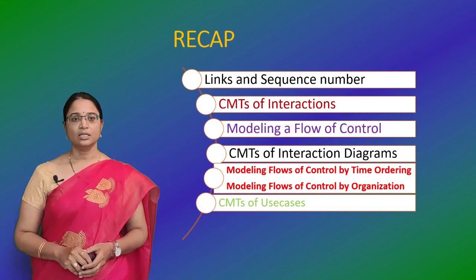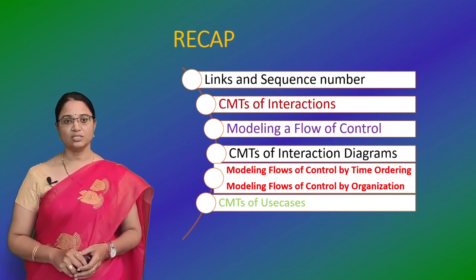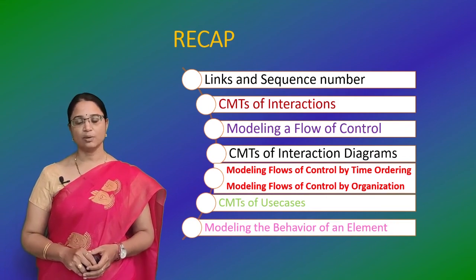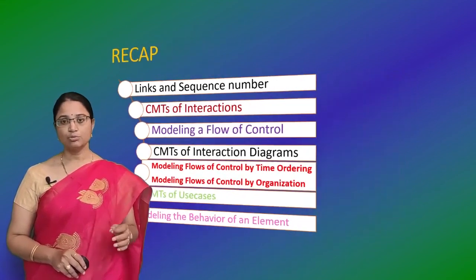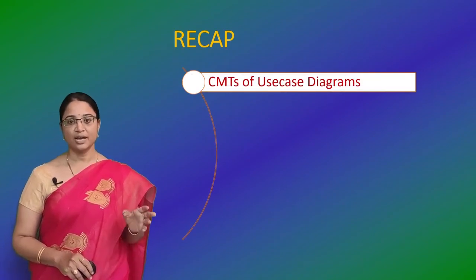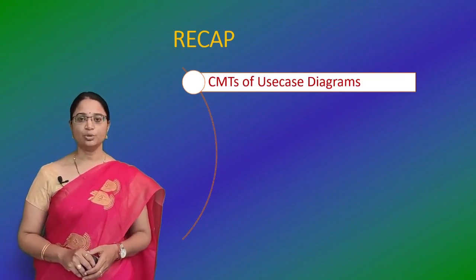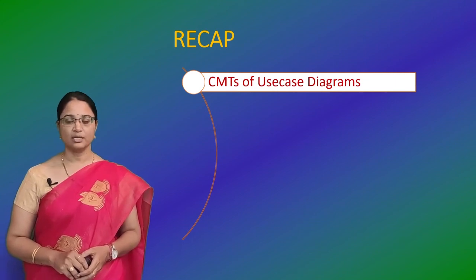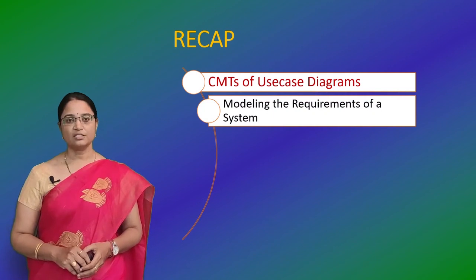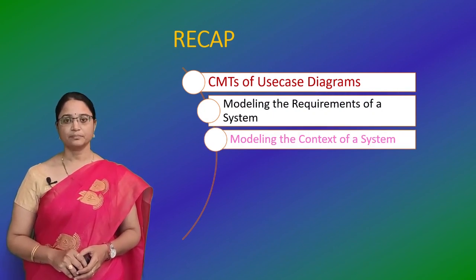And next, coming to the common modeling techniques of the use cases, these are used to represent the behavior of the elements. And next, we have seen about the use case diagrams. In the use case diagrams, we have discussed about the relationships such as generalization, extend, and include. And coming to the common modeling techniques of use case diagrams, we have discussed about modeling the requirements of a system, and next is modeling the context of a system.